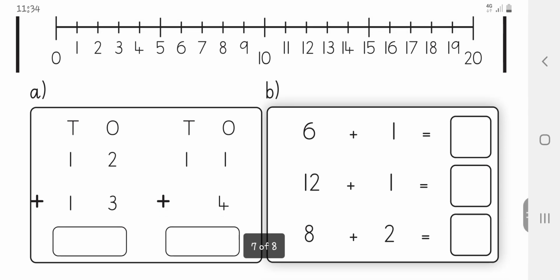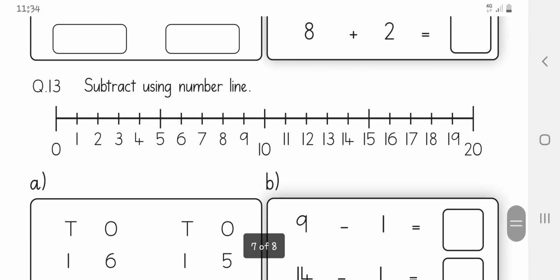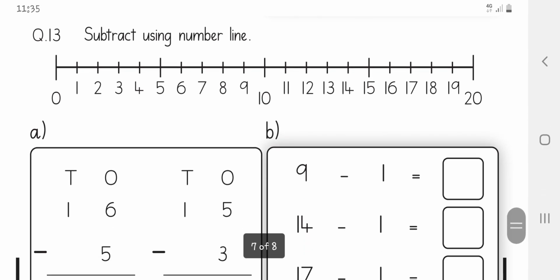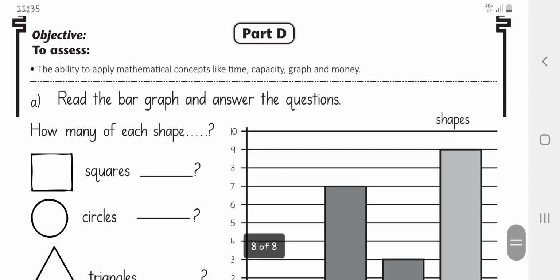Here you will need an assistant teacher, and you have to watch very closely and carefully that the students are using number line for doing these questions. Subtract using number line. Here they have to go back. For example, 6, 16, and 5. So they have to look at the 6 and go one number back, 5, and then count what is the number. So 1.